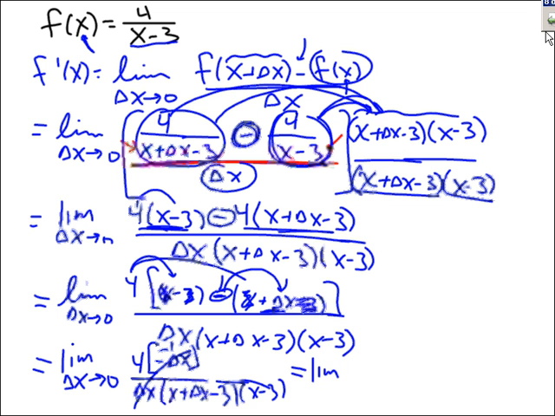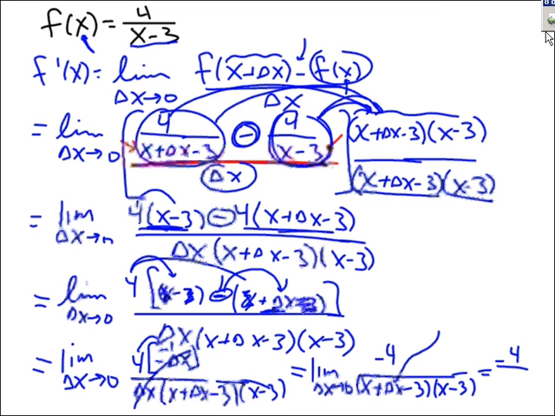So we have the limit as delta x goes to 0 of negative 4 on the top, because 4 times negative 1 is negative 4. And on the bottom, you have x plus delta x minus 3 times x minus 3. And now I'm going to substitute 0 in for delta x. And the top is negative 4, and the bottom is going to be x minus 3, because I don't have to add the 0. It's going to be x minus 3 times x minus 3, which is better known as x minus 3 squared. Let me make sure that this is right. Yep, that's right. Okay, so there's the answer. Negative 4 divided by x minus 3 squared.